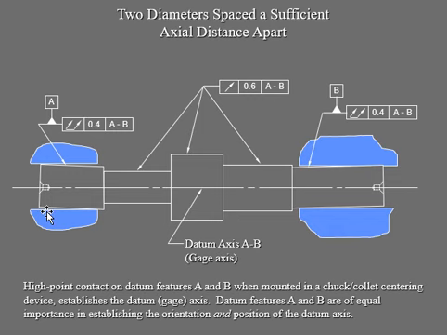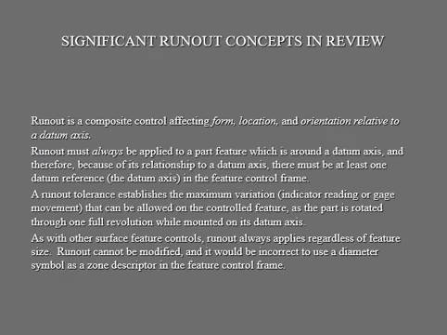Your high point contacts are necessary because we're dealing with a primary, so you need 3 contact points. Of course, your datum features A and B are equally important because they're tied, compound, to establish the orientation and also position of that axis. Okay.